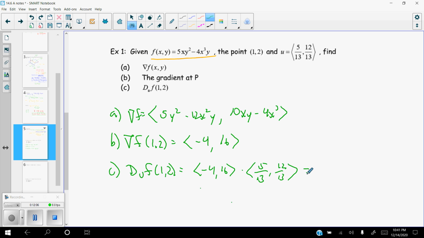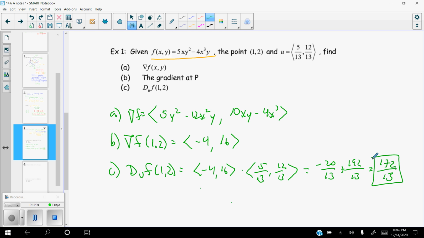And what are we going to get? Negative 20 over 13. Ooh, 16 times 12. 16 times 10 is 160 plus 32 more is 192 over 13. So adding those two things together, we're going to get 172 over 13. And this is the slope at the point 1, 2.